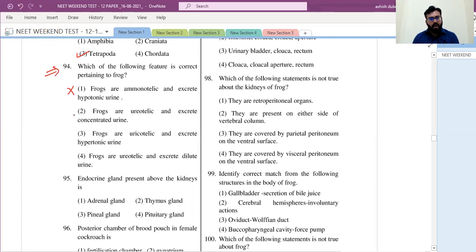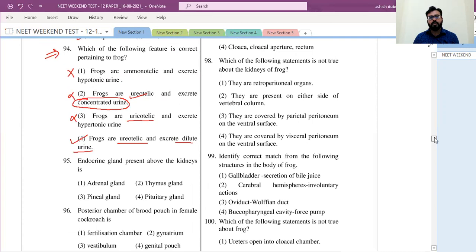Next, frog are ureotelic. Yes, but they excrete concentrated urine? Frog lives nearby water, so it is not having scarcity of water. So no need to excrete concentrated urine, no need to conserve water to that much extent. So it will also not be correct. Frog are uricotelic. It is wrong. Frog are ureotelic and excrete dilute urine. Yes, why dilute urine? Because they have abundant water in their body and surrounding environment also. So 94 answer will be fourth.